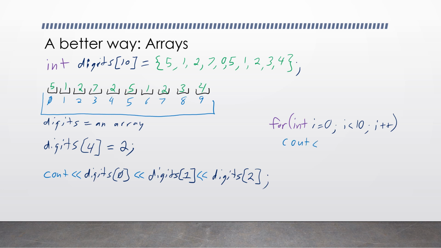cout digits at i, okay. Now I don't have to go through and type digits 1, digits 2, digits 3, digits 4. I can have the computer automate that whole process for me. And that's the real power of arrays, is that you can loop through them to do all sorts of processes on them by themselves.